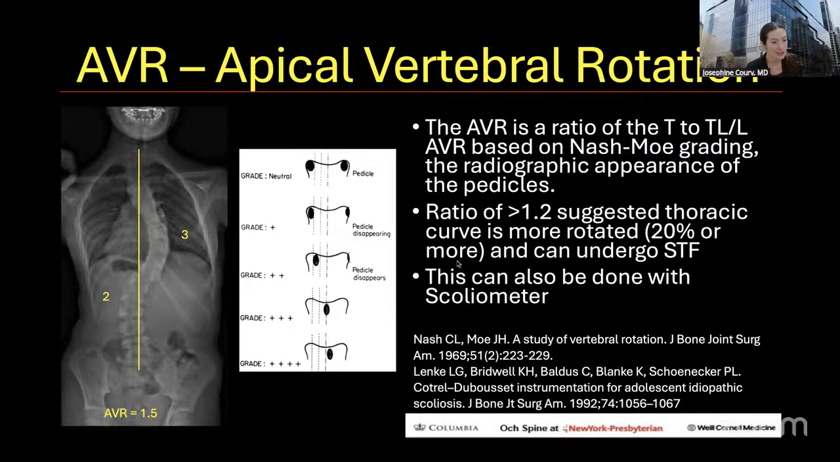And interestingly, this doesn't just have to be performed with Nash-Moe grading and x-rays. You can actually perform this analysis clinically by using a scoliometer, by measuring a patient's rotation in their thoracic and lumbar curve, and then again, just simply performing the ratio of the thoracic to the lumbar curve. Or if you have a Lenke 5 or 6, comparing the lumbar to the thoracic curve.